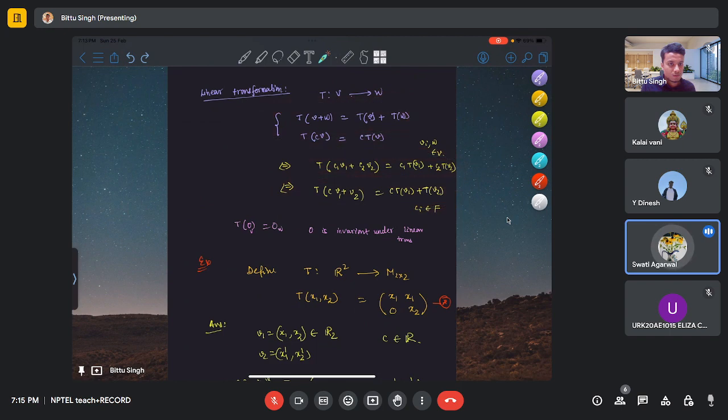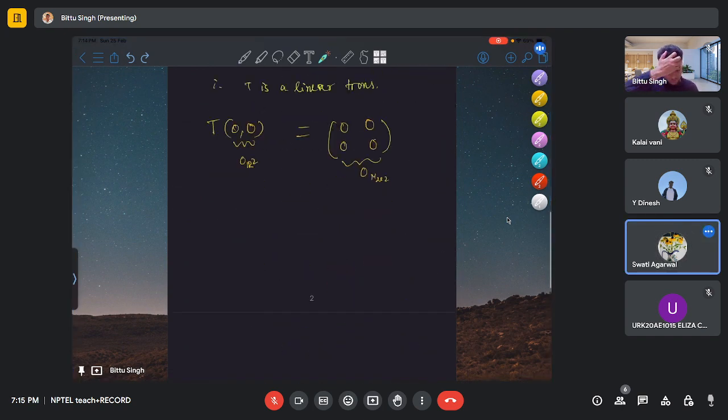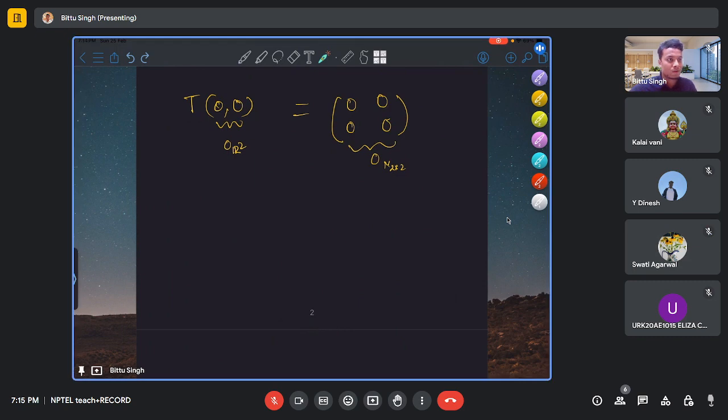Since it is matching the rule, this means whatever is given to us is a linear transform. Yes, it is not only a function, it preserves the linear structure. That is why it is a linear transform. Okay, fine. Thank you. So let us see some example which we have seen earlier.